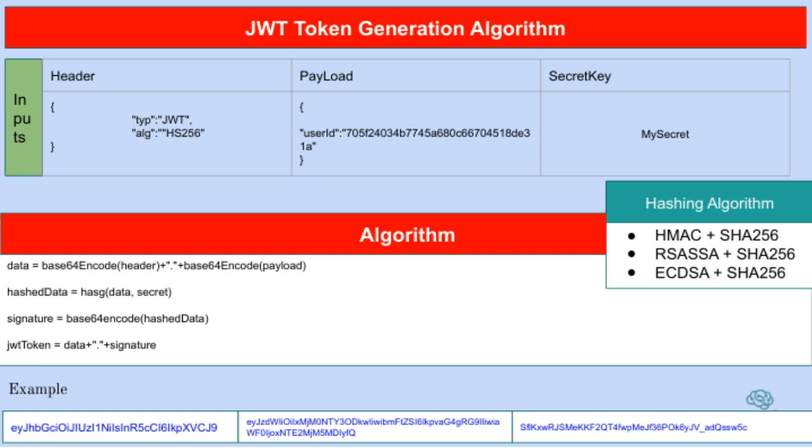Now, for any subsequent API requests, the client includes this JWT in the request header. The API server then checks the token to verify the user's identity before processing the request. A crucial point here is that the JWT contains a signature, which is generated based on the header and payload. This signature allows the server to confirm that the token hasn't been tampered with, so the data is trustworthy.